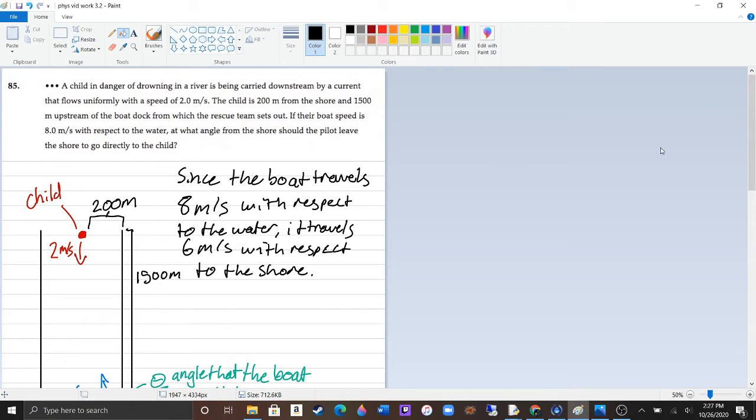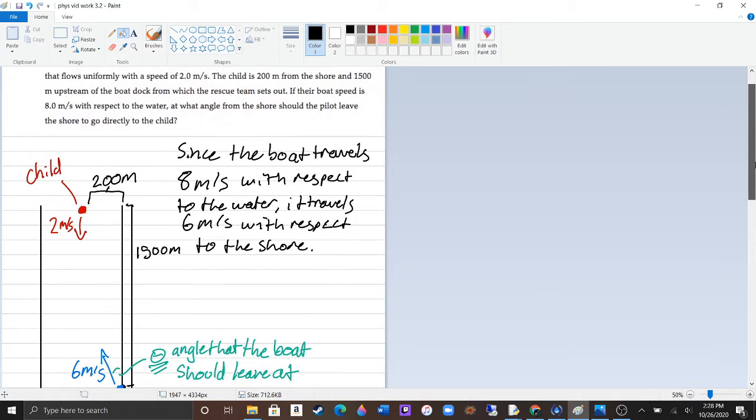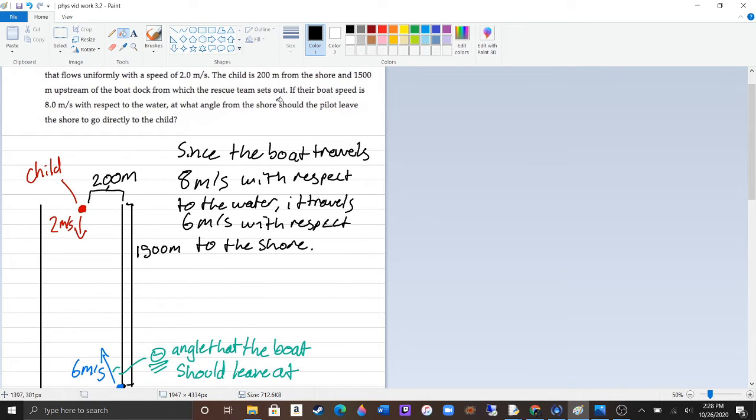So the problem is a child in danger of drowning in a river is being carried downstream by a current that flows uniformly at a speed of 2 meters per second. The child is 200 meters from the shore and 1,500 meters upstream from the boat dock from which the rescue team sets out. If their boat speed is 8 meters per second with respect to the water, at what angle from the shore should the pilot leave the shore to go directly to the child?